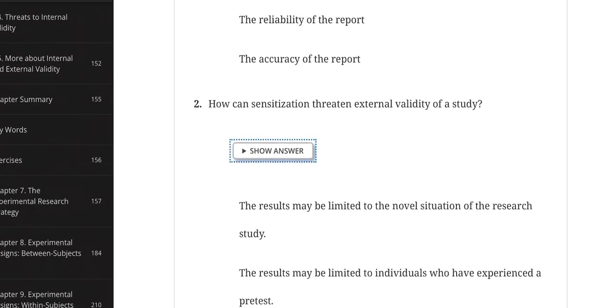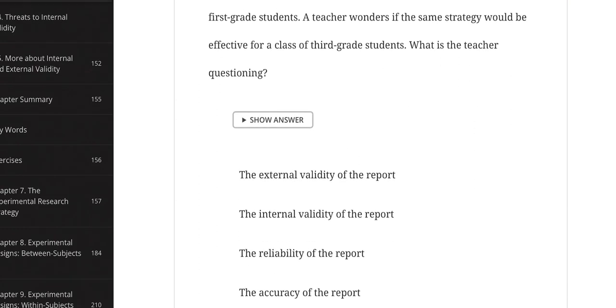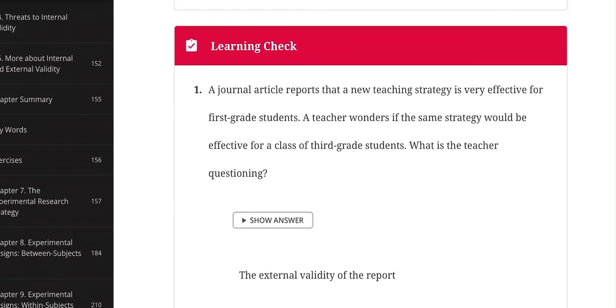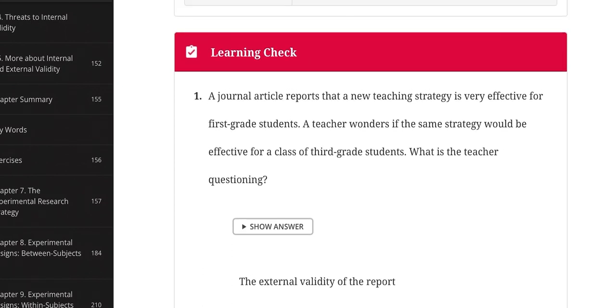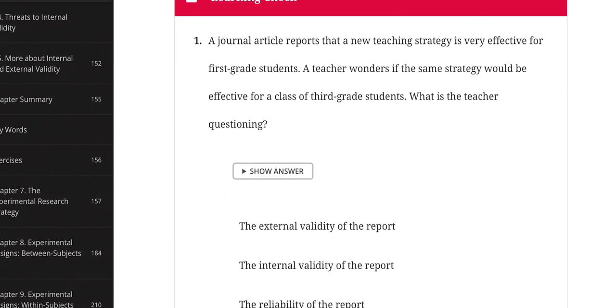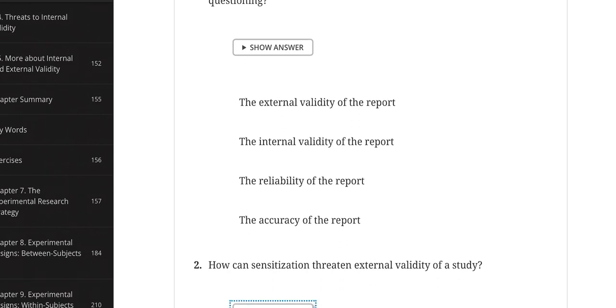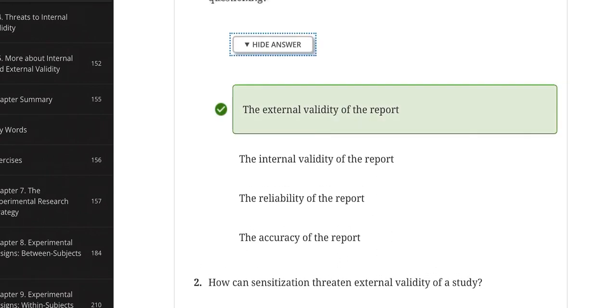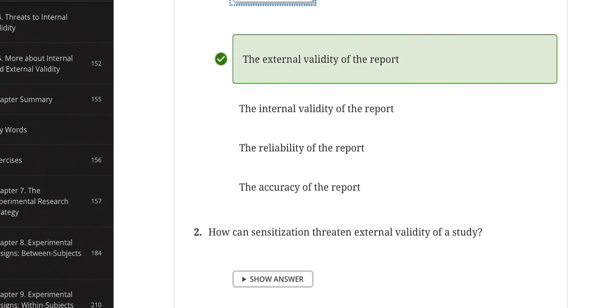And then I'm going to go over here and I'm going to do this learning check real quick. So a journal article reports that a new teaching strategy is very effective for first grade students. A teacher wonders if the same strategy would be effective for third grade students. What is the teacher questioning? Hopefully you realize that that's the external validity, because she wants to know if she can generalize the results from the first graders to the third graders.